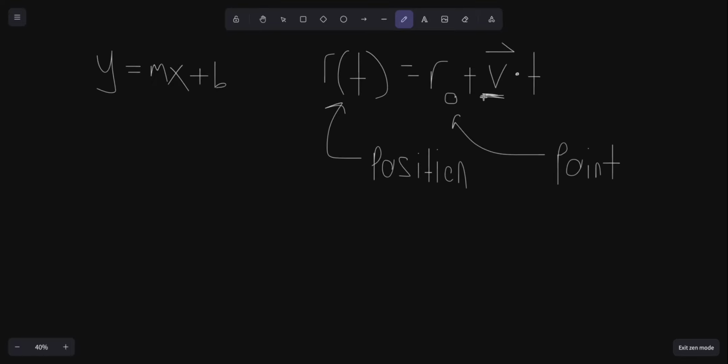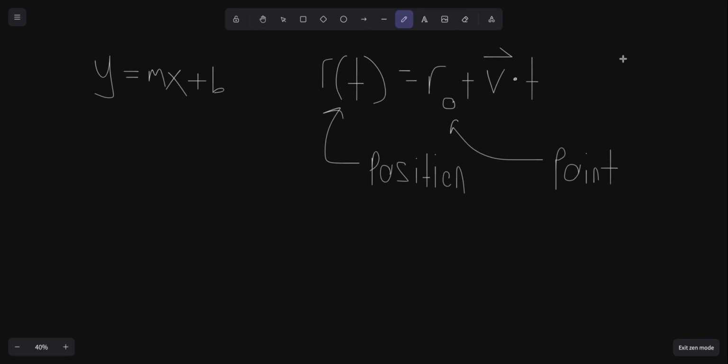So this vector v right over here pretty much represents the slope of our function. It's going to represent how much our x increases, how much our y value increases, and how much our z value increases as our particle moves throughout time. So this velocity right over here is pretty much our slope. So let's look at an example.